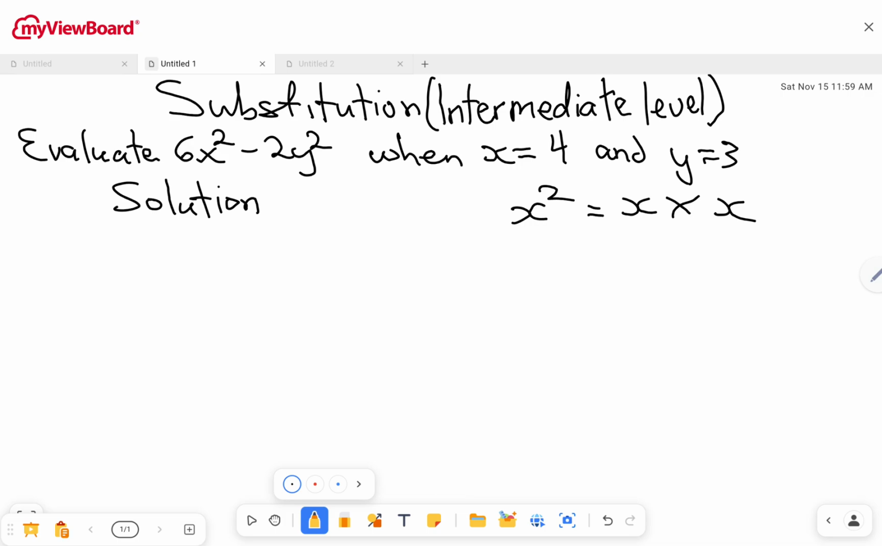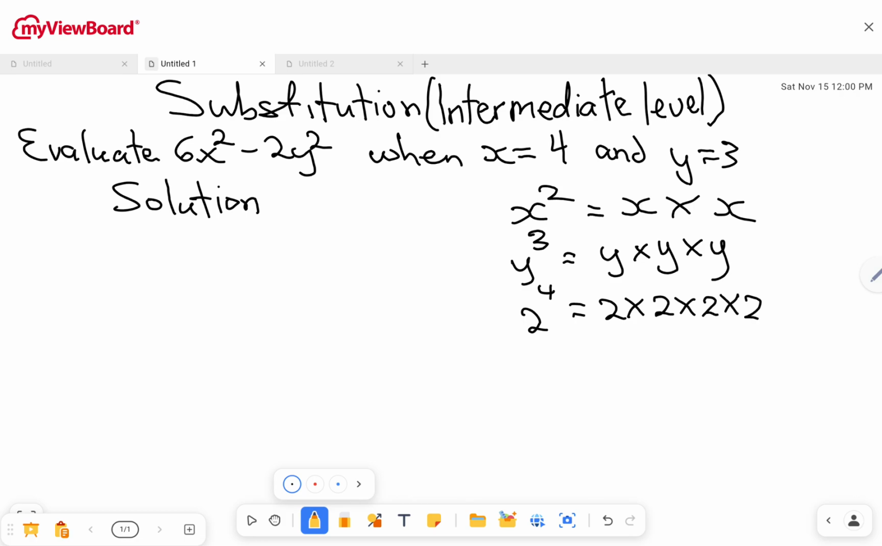Or let's say if you have something like y with an exponent of 3, it means you are going to have y times y times another y. So in this case, if you have a number, let's say 2, with an exponent of, let's say, 4, what it means is 2 times 2 times 2 times another 2. And here you can see that the 2's are 4. So this is what we should understand on exponents. So now let's come back to our question.